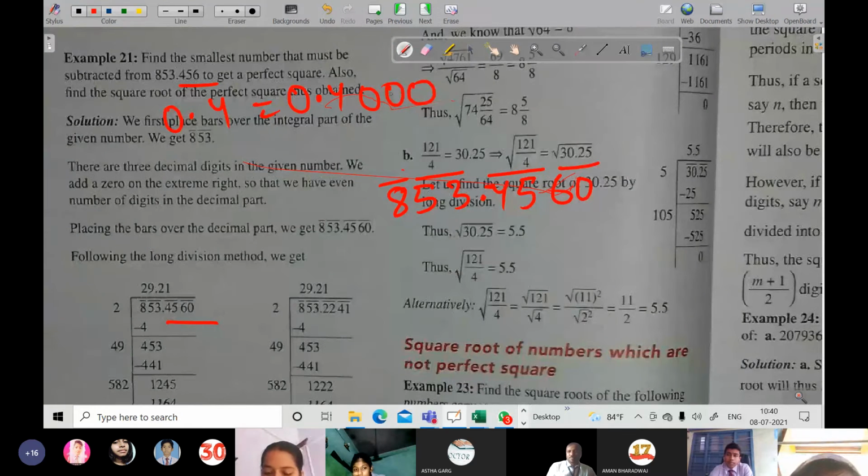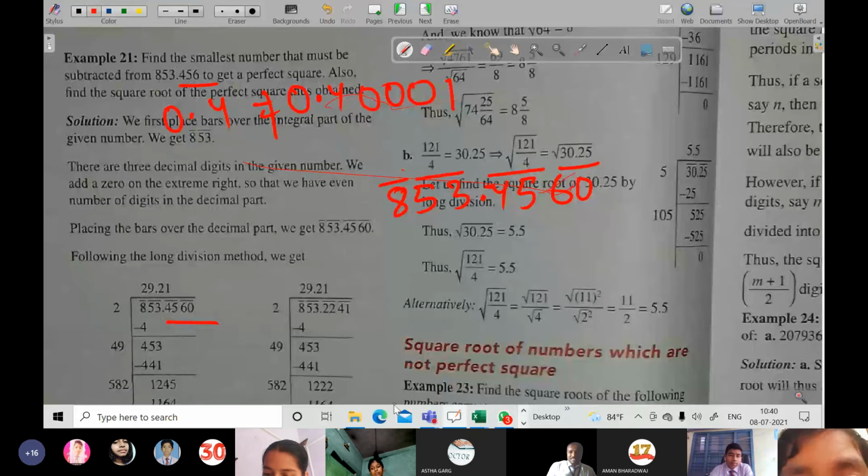Got it? Yes, sir. The value after the point, if there is only 0, then it will not be considered. Yes, if there is only 0, then it will not be considered. But if you keep any one number over here, then the value changes, and it will not be equal. If you keep one over here, it changes.